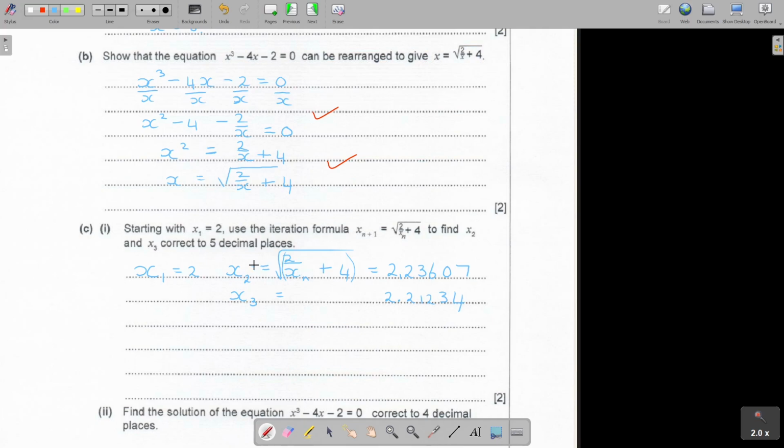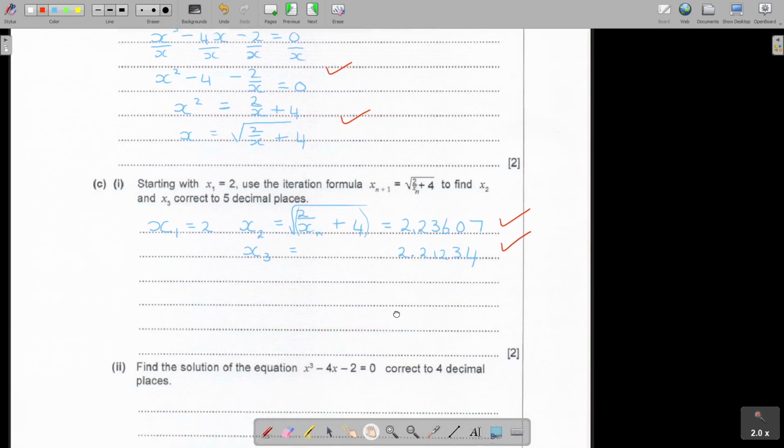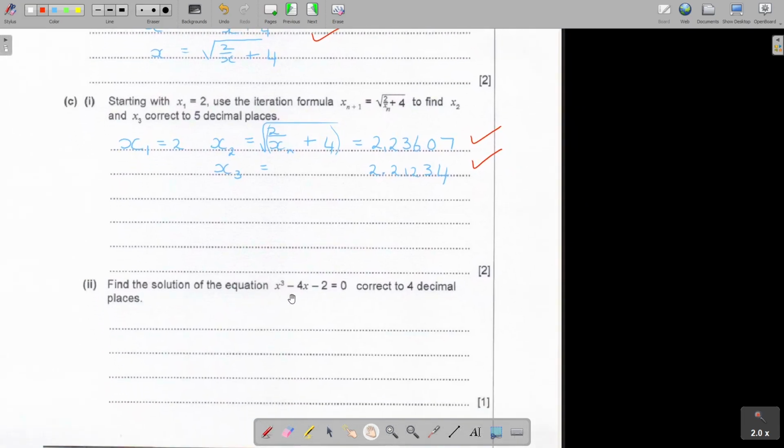And that is then my x2 and my x3. Okay, and then, so again, I think straightforward. If you come and you approximate correctly, they'll give you there. Then the last one, find the solution of the equation correct to 4 decimal places.